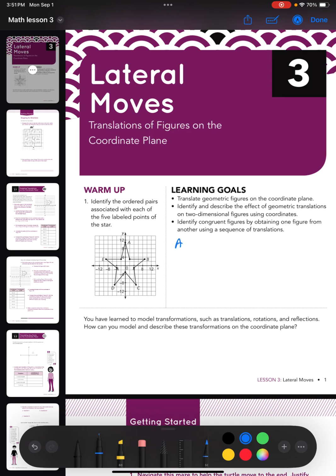So A should be at 0, 11. B should be at 9, 3. C, if you name that, you should get 5, negative 9. D, you should have negative 5, negative 9. And point E is at negative 9, 3.